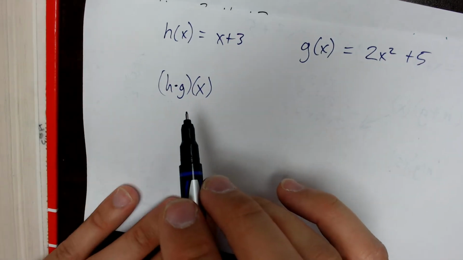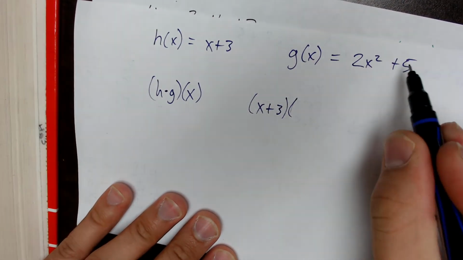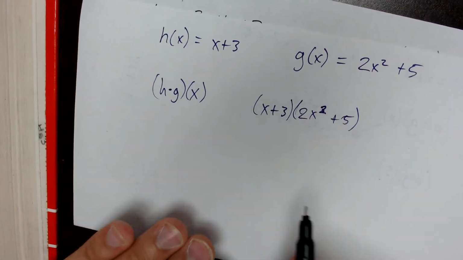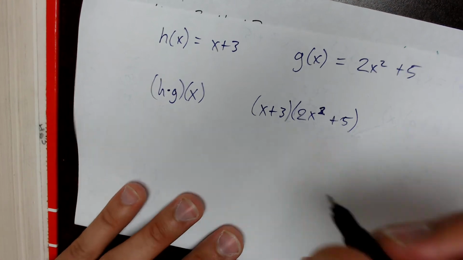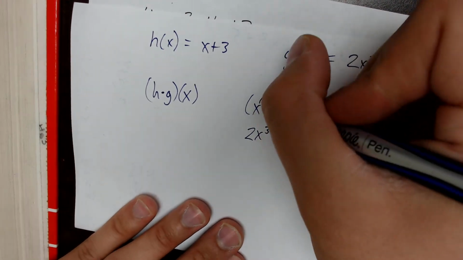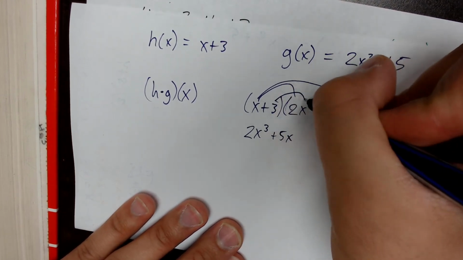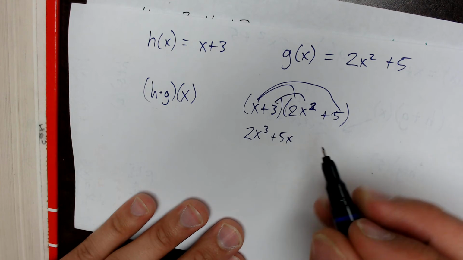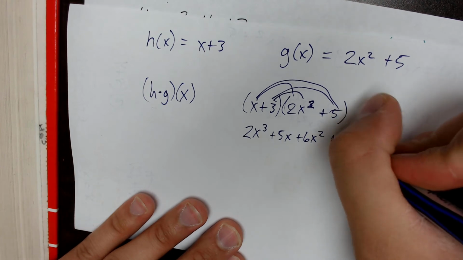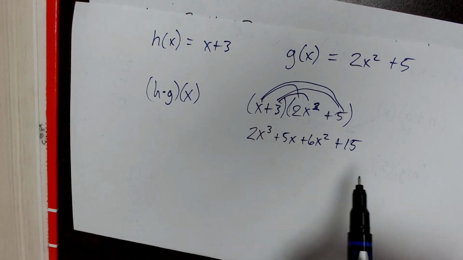So the way that I would multiply these is I would just take each function, put it in a set of parentheses, x plus 3 times this function, 2x squared plus 5, and then I would multiply them, right? And so I'm going to use the FOIL method. So the first times the first, x times 2x squared, is going to give me 2x cubed. X times 5 is going to give me plus 5x. And then 3 times 2x squared is going to give me plus 6x squared. And then 3 times 5 is going to give me 15. Now, are there any like terms here? No, there are not. So this is as simple as this can get.